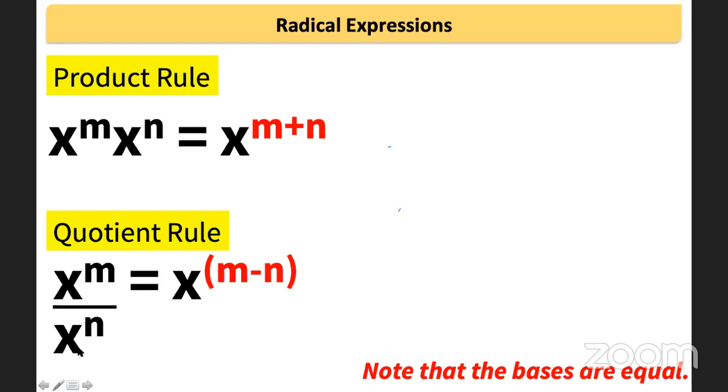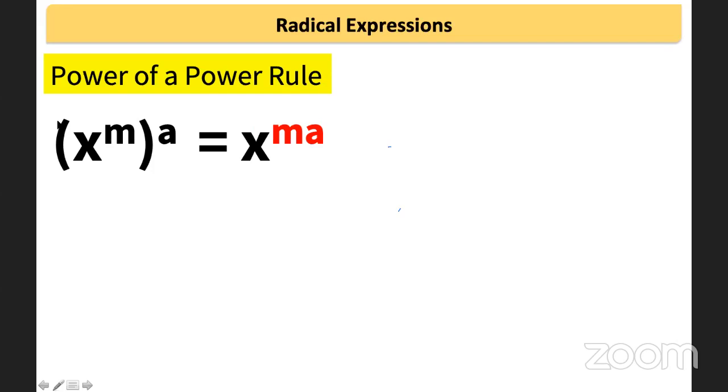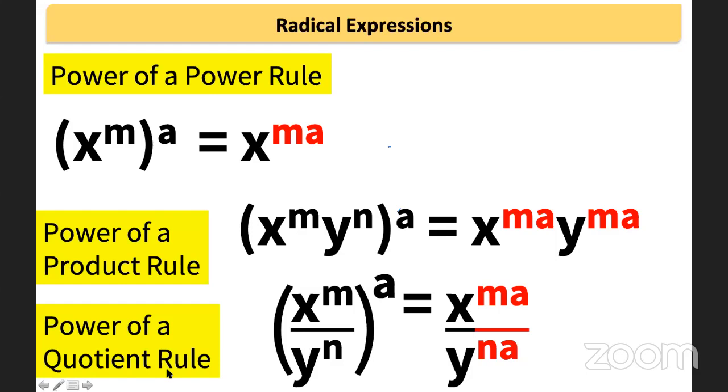Power of a power rule. So kapag meron kang x raised to m and yung buong power na yun ay merong exponent, i-multiply mo lang yun sa exponent ng original power mo. Okay? So you have x raised to m times a. What else? Power of a product rule and power of a quotient rule. So basically, dinistribute mo lang itong a o yung power niya sa labas to the individual exponents. Ganun lang rin dito sa quotient rule. So sa numerator and sa denominator, didistribute mo siya.